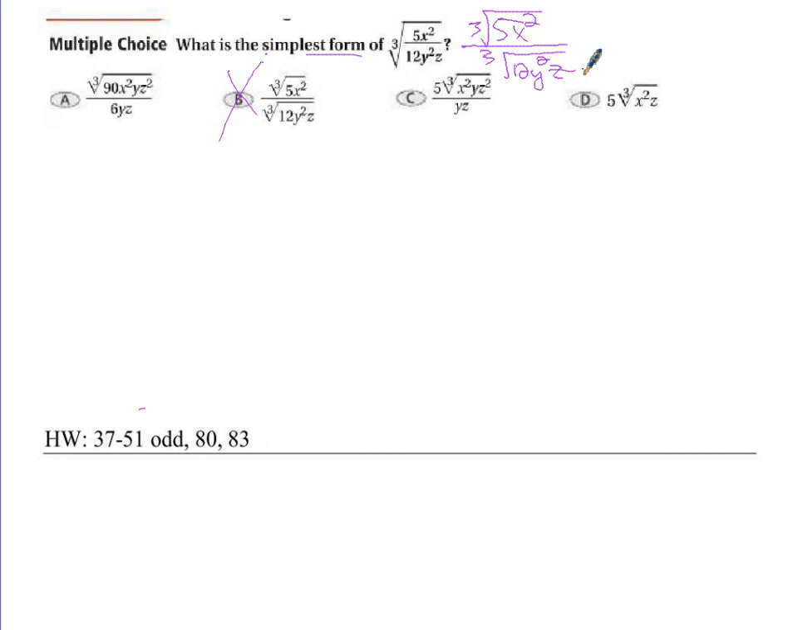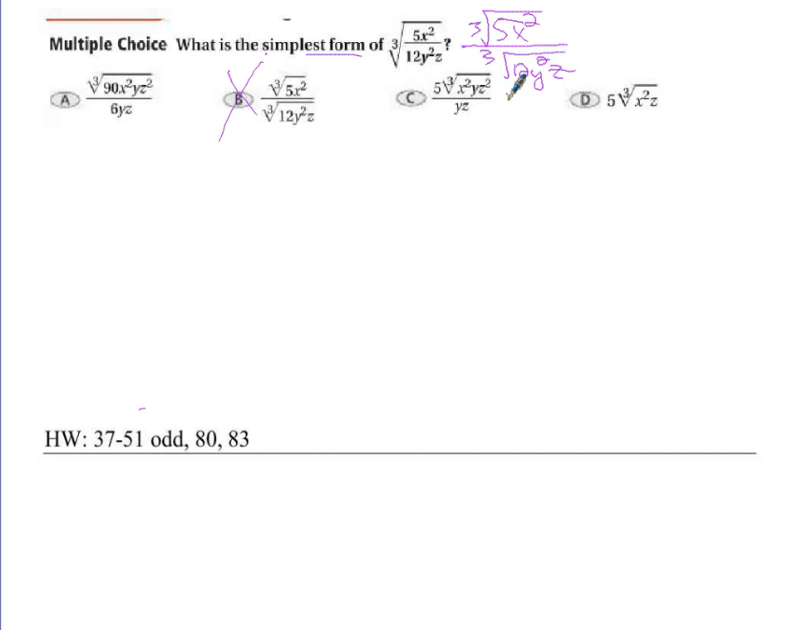Notice letter B. Yeah, it's the same thing. But is that simplest form? No. I have to reduce this. I can't leave a radical in the denominator. So B still isn't the right answer, even though I'm looking at what answer choice B is.